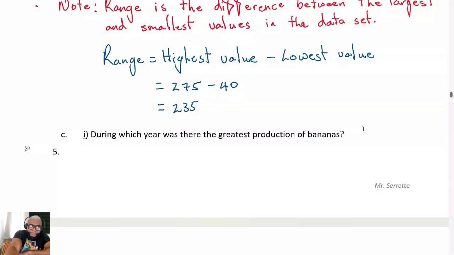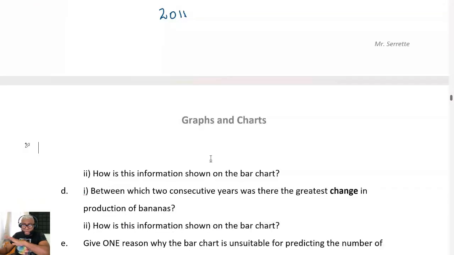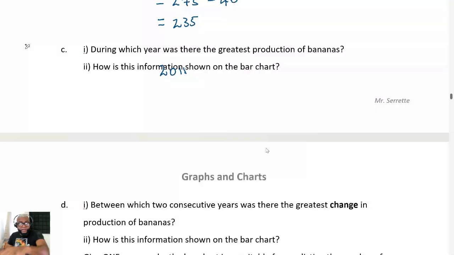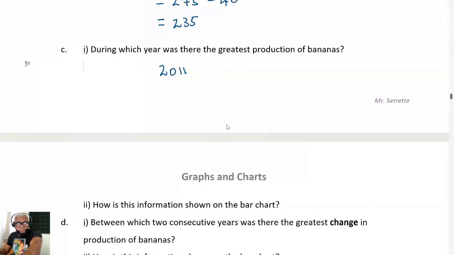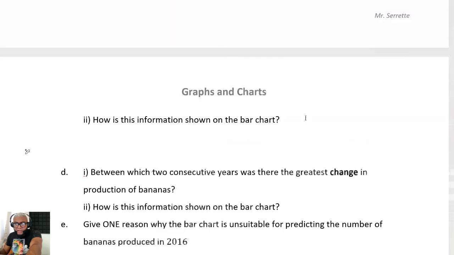During which year was there the greatest production of bananas? This is simple. Which year was the greatest production? 2011. I didn't even scroll up because I thought that would be the year that had 275 tons. Next. How is this information shown on the bar chart? By the tallest bar.